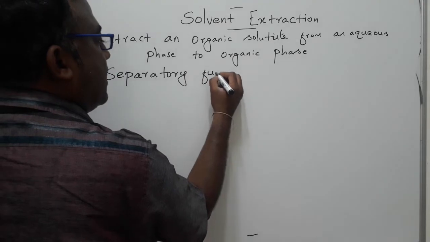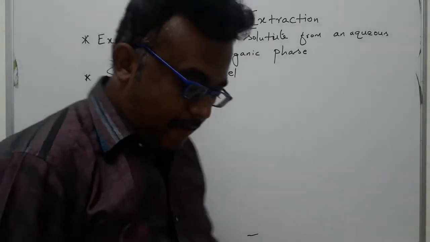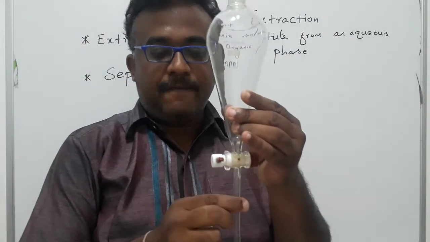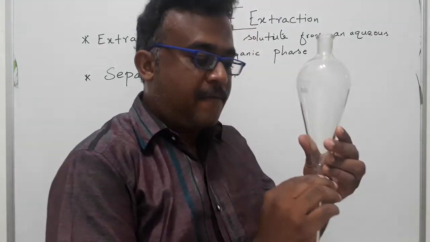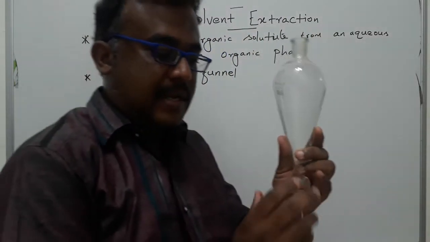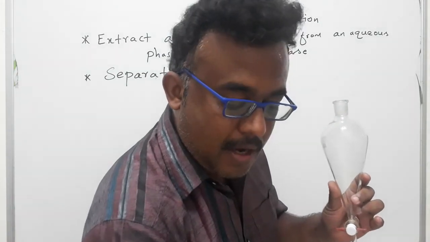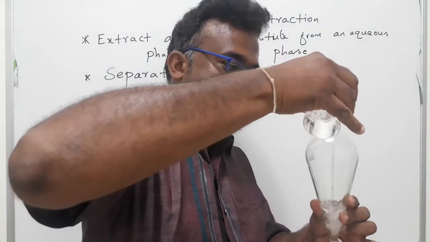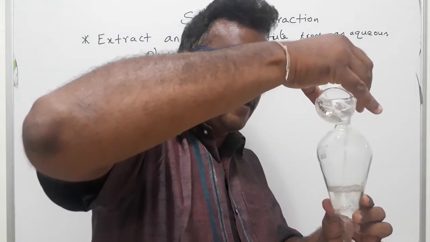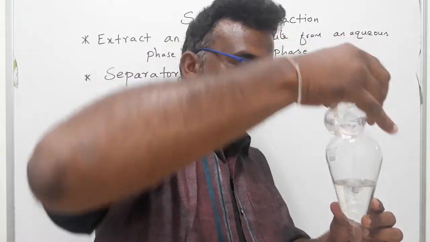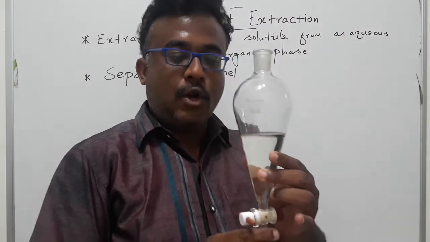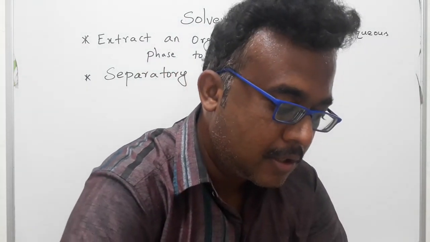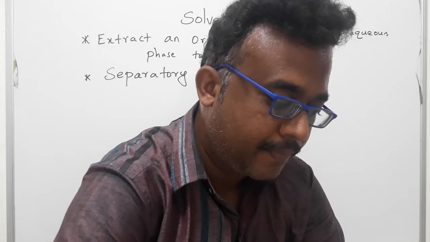What does it mean? How does it look like? You can see the separating funnel. In this funnel, I have added an organic as well as an aqueous solvent. For example, now I am going to add an organic solvent. You have to use a funnel for transferring. I have added a dichloromethane solution and now I am going to add the aqueous solution also, I mean water.